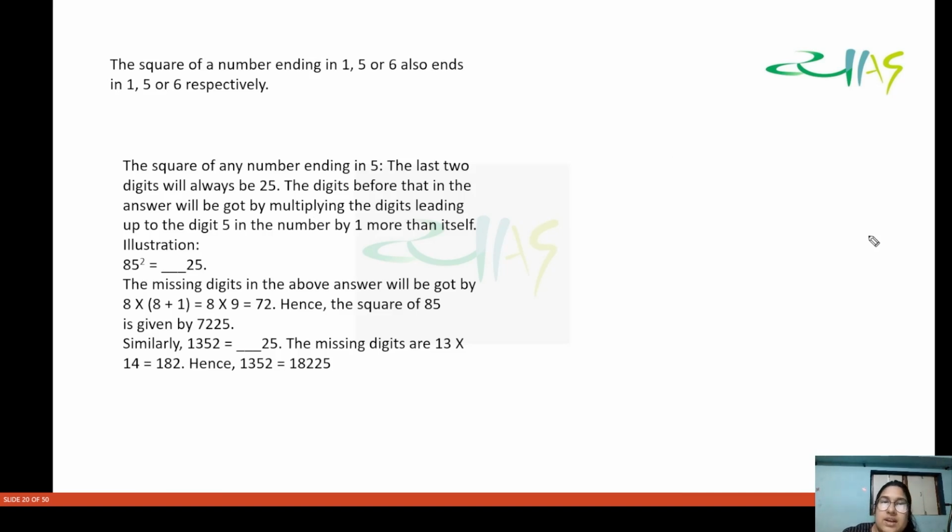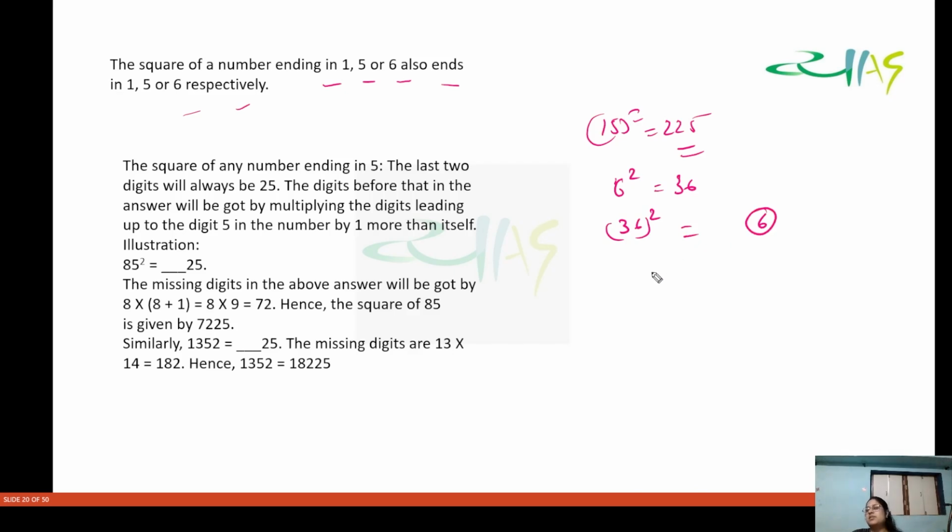Now see, the square of a number ending in 1, 5 or 6 also ends in 1, 5 or 6. So this is very apparent. If you do 15 square, you will always get 225. If you do 6 square, you will get 36. If you do 36 square, then also your last digit will be 6. So the square of a number ending in 1, 5 or 6 also ends in 1, 5 or 6.